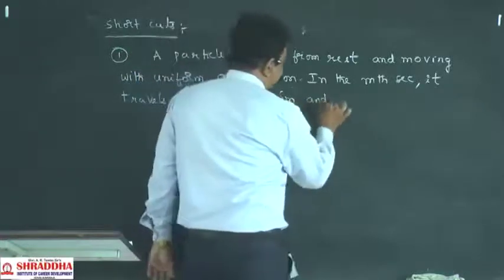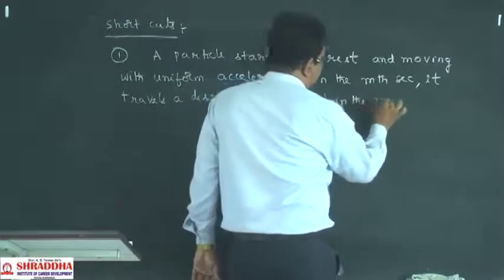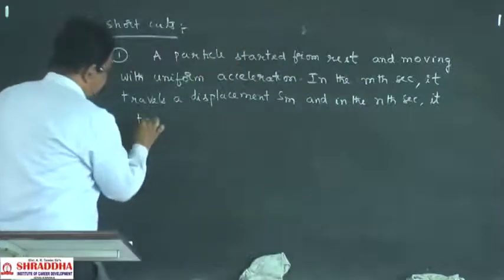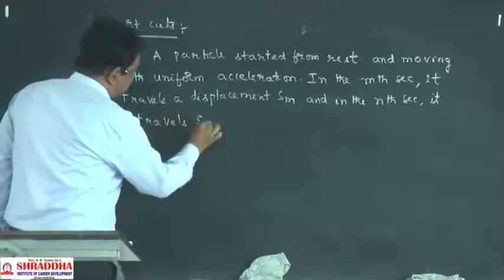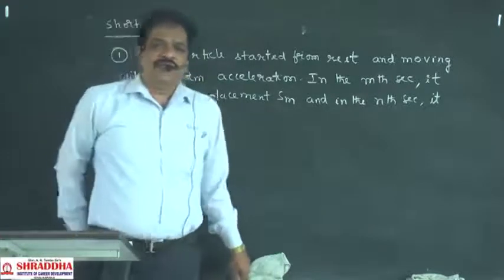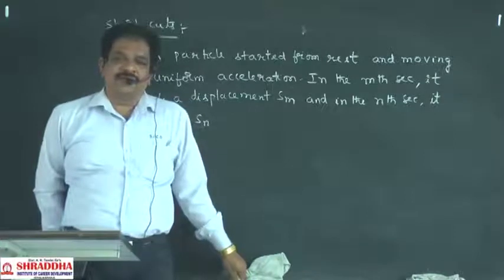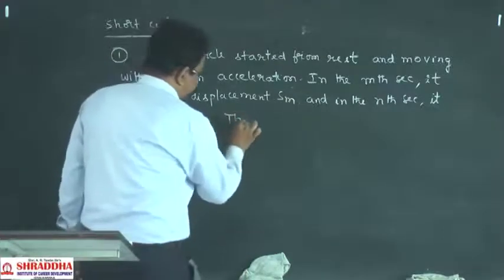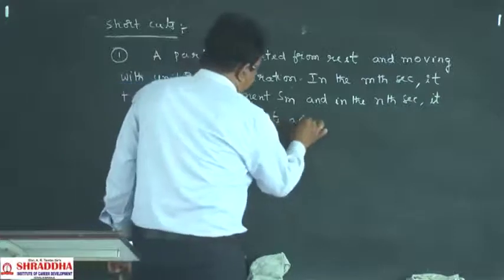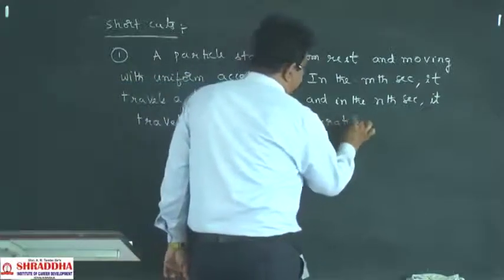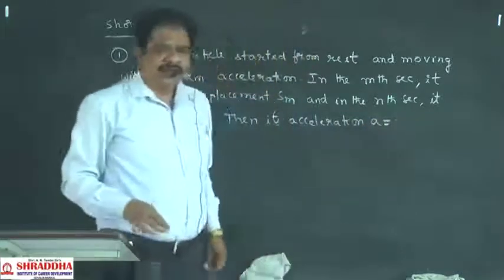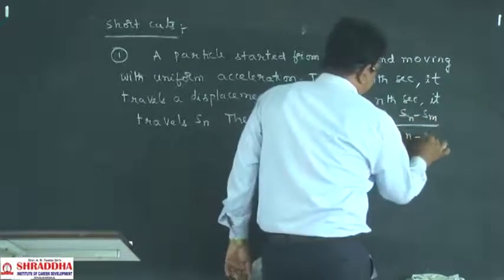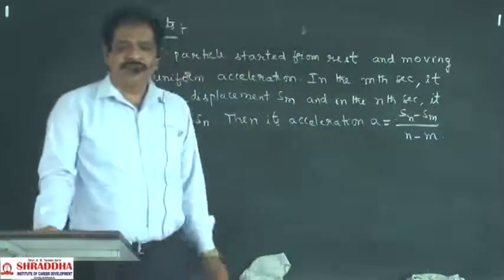And in the nth second, it travels Sn. Okay? In the eighth second, it traveled 24 meters and is moving. Find its acceleration. Calculate its acceleration. Like that, questions will be there. A is equal to Sn minus Sm by n minus m. This is one of the shortcuts.